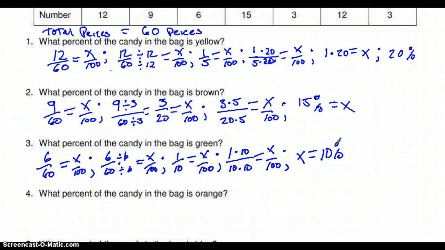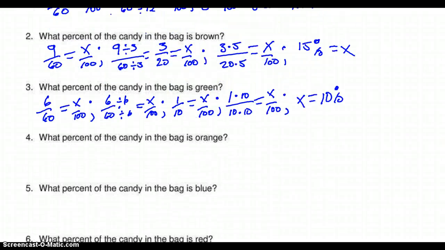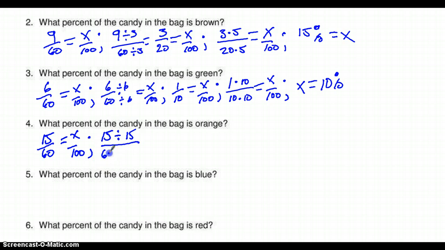Rolling right on. Number 4. What percent of the candy in the bag is orange? So I think I better go back up and see what we have for orange. 15. So I see 15 over 60 is equal to x over 100. You see when you get in the flow how really easy this becomes. So let's divide by 15 to reduce it, and the rest of the proportion is still x over 100. And when we do, we'll get 1 over 4. What a good number. Is equal to x over 100.